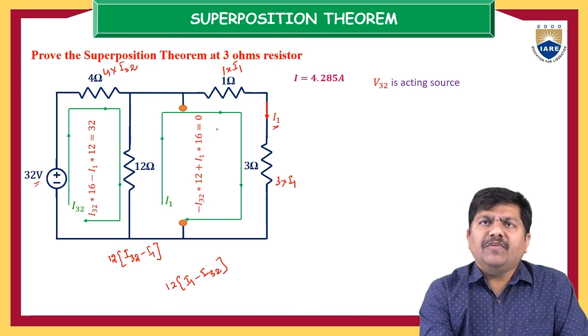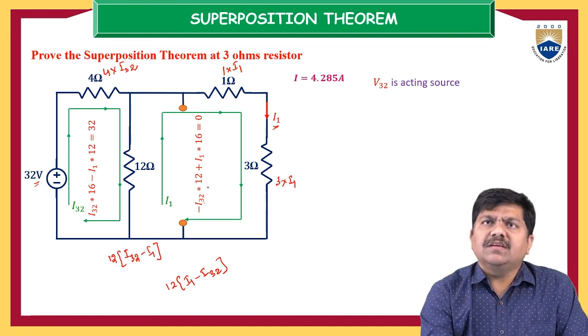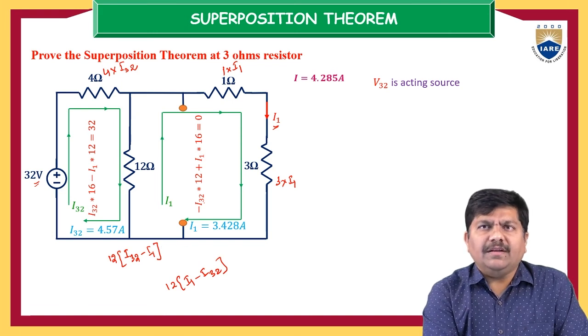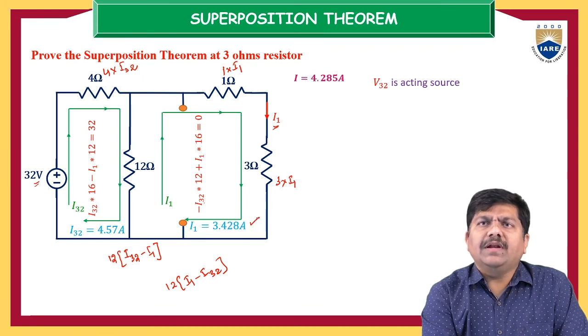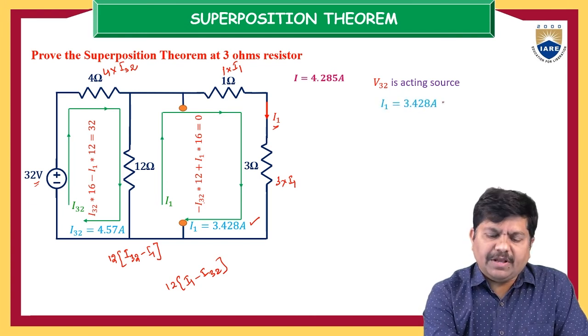So like this we obtain 2 voltage balance equations, and let us simplify them. Finally we are going to get the I32 current and the I1 current. We only require this value, so let us record this I1 current. So I1 is equal to 3.428 amps. That is what we have recorded here.